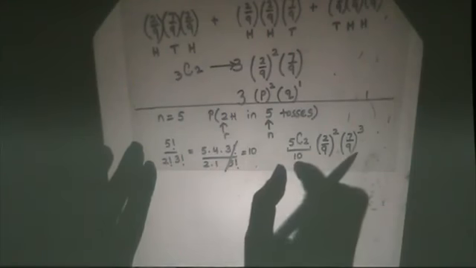In other words, the heads could be in the first 2 places, or in place 1 and place 3, or in place 1 and place 4, or in place 1 and place 5, or place 2 and place 3, or 2 and 4, or 2 and 5, or 3 and 4, or 3 and 5. You get what I'm saying? So there are 10 such arrangements with 2 heads and 3 tails. Are you with me, guys?